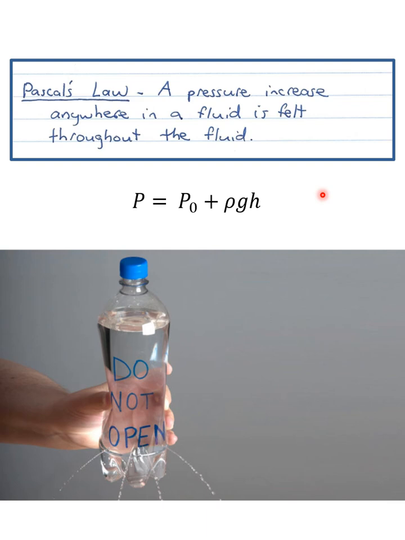entire fluid. So here we have this person holding a bottle and there's holes in it. And because of the depth of the fluid that the holes are at, of course, the water will spill out. But if this person squeezes, that will increase the pressure throughout the fluid, and that will increase the pressure at the holes, and then it'll come out faster.